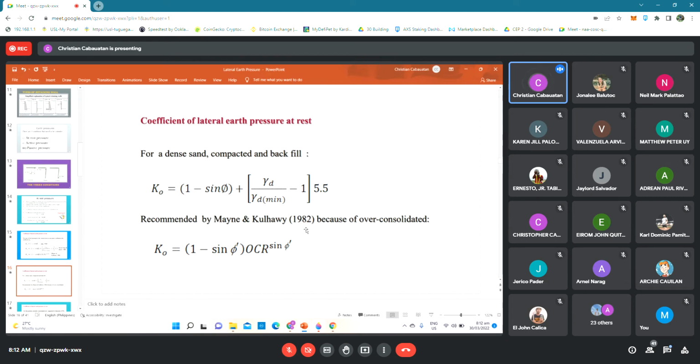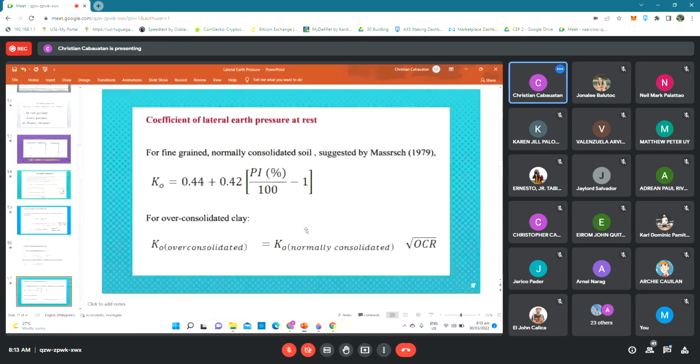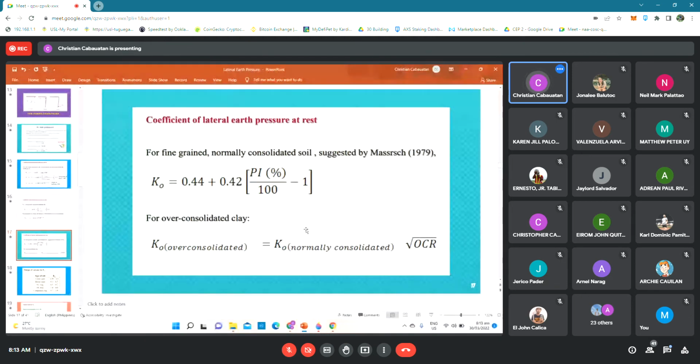And then Mayne again, they introduce, if your soil was over-consolidated, the OCR raised to sine phi prime, which is your phi, the change or the additional increase in your phi. And then this one uses your plasticity index. So we will just run through that; let's not worry about it too much.